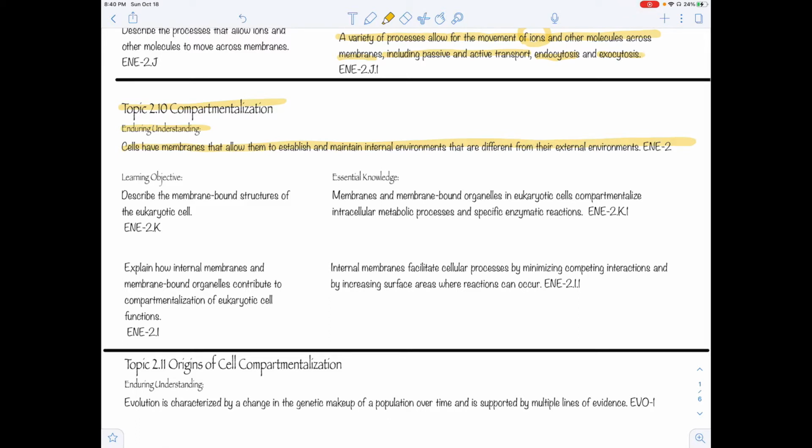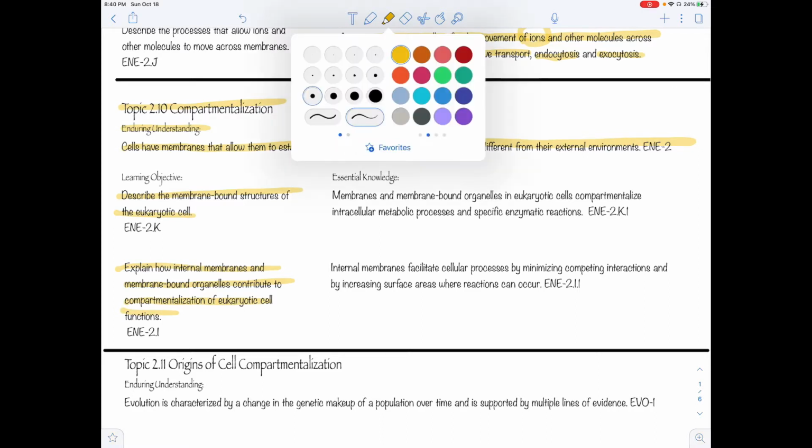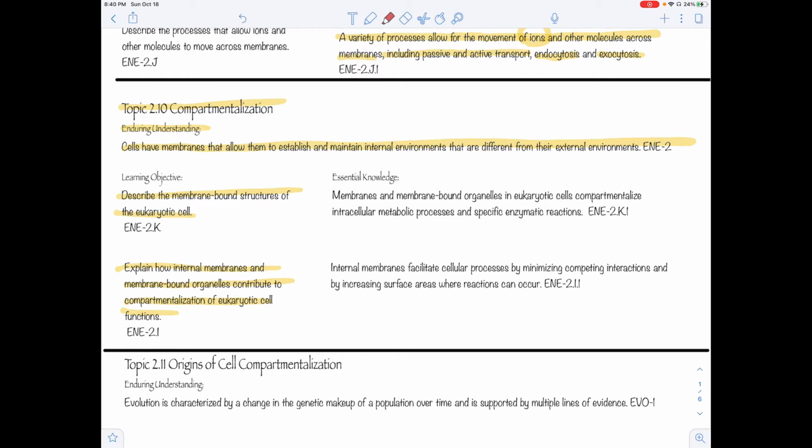Now, our objectives on 2.10 are being able to describe the membrane-bound structures of the eukaryotic cell and being able to explain how internal membranes and membrane-bound organelles contribute to the compartmentalization of eukaryotic cells. Now, we've looked at all of this when we did 2.1 and 2.2 and started going into each of our subcellular components. We ended up talking about all of this because it really just fell in right there when we were learning about our subcellular components.